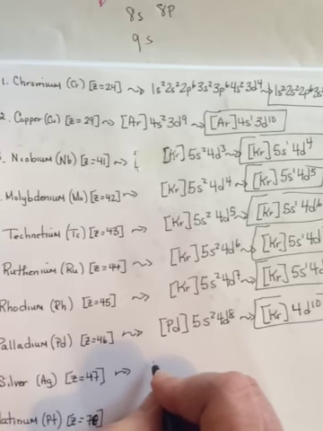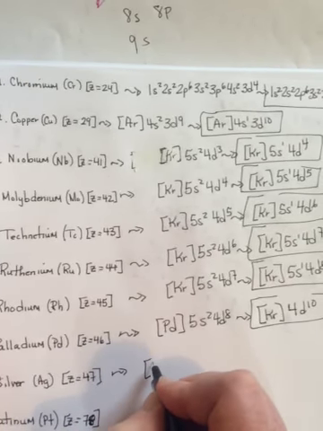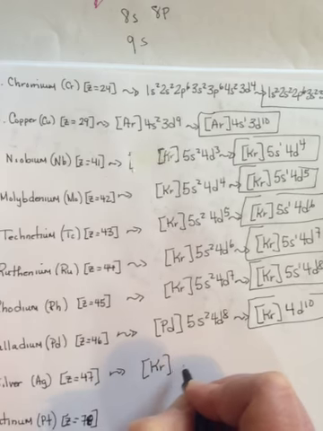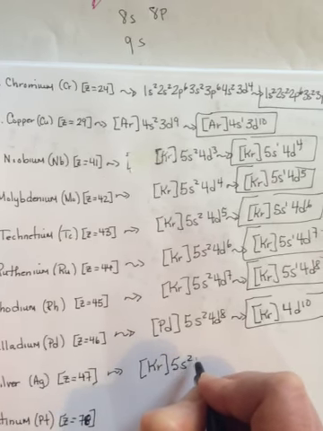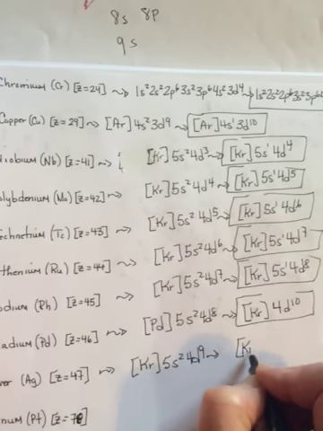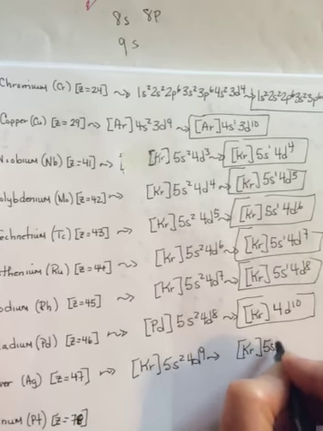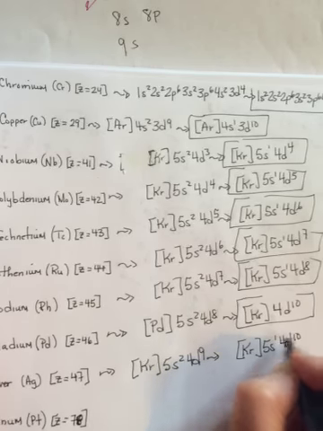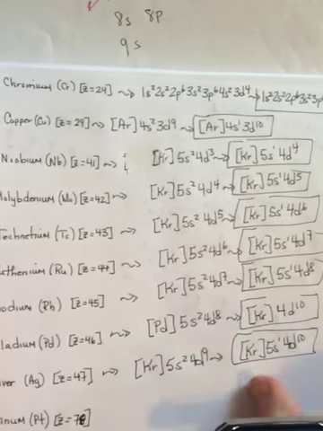Silver we did for homework last night. Silver's preceding noble gas is also krypton. It's going to be 5s2 4d9, and you guessed it, it goes to krypton 5s1 4d10. Okay?